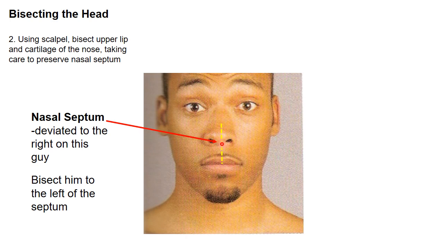And then we're going to cut right down and bisect the lip right through this little fossa right here called the philtrum, right down through the lip and bisect that.